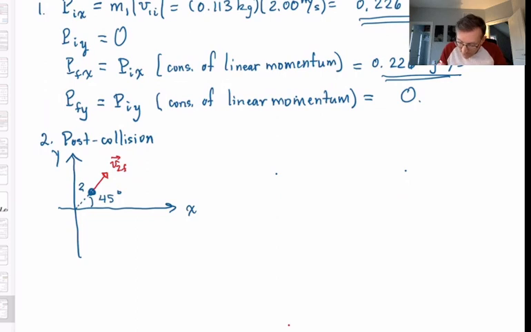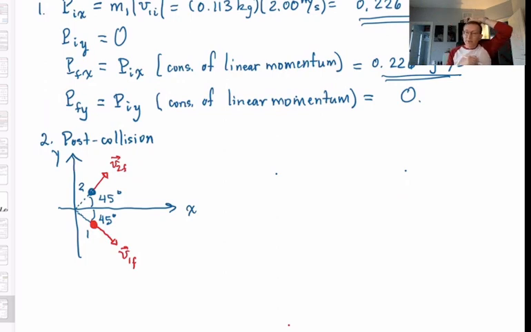I'm told in part 2 that particle 1 goes off. It's a red disk, so I'm going to draw it in red, with a velocity v1 final that makes an angle of 45 degrees below the plus x axis. So there's my sketch of what's happening after the collision. Particle 2's gone off into quadrant 1. Particle 1's gone off into quadrant 4. But they both go off at a 45-degree angle to plus x.